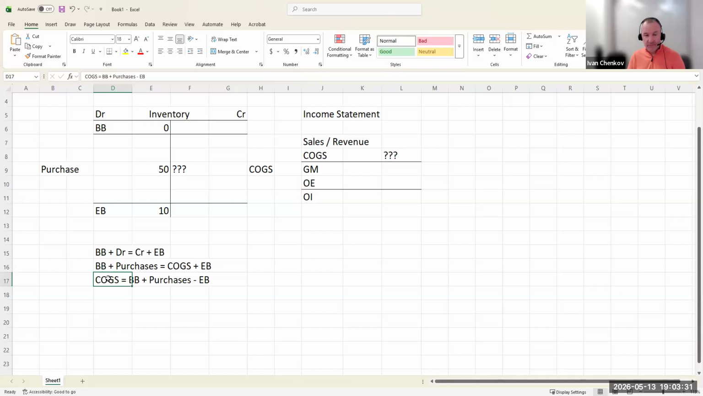That's if I do it in a formal way. Now, is there another way to do this calculation? Yes, there's another way to do this calculation. What are we going to do? We're going to start here in a vertical way now, with the beginning balance of the inventory account.